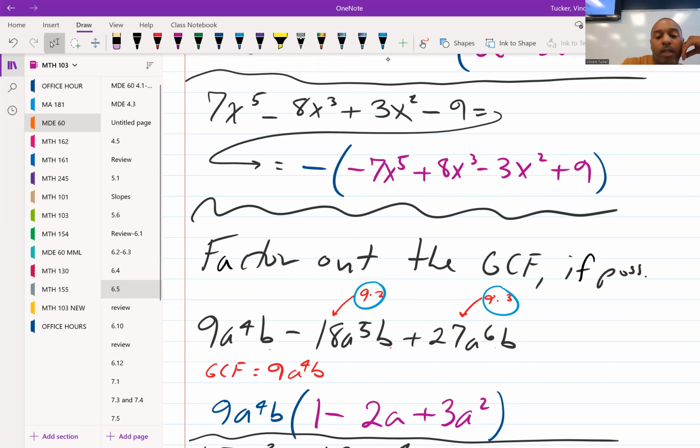As far as a, we have a to the fourth, a to the fifth, and a to the sixth. So the most we can take out is the smallest number, which is a to the fourth. And then we have a b in each term. So we can pull that out. So notice our GCF is 9a to the fourth b, which is actually that first term.